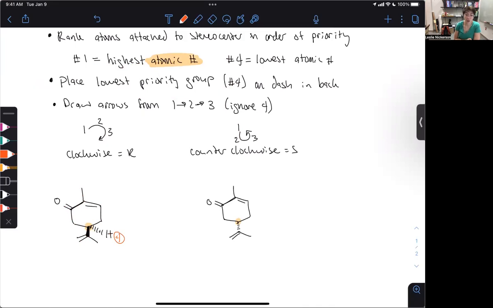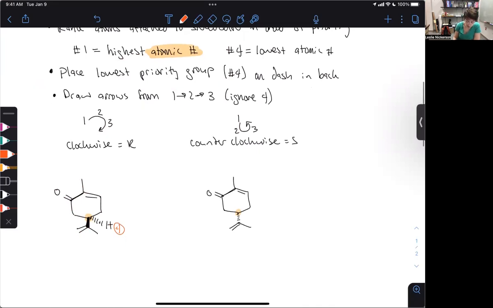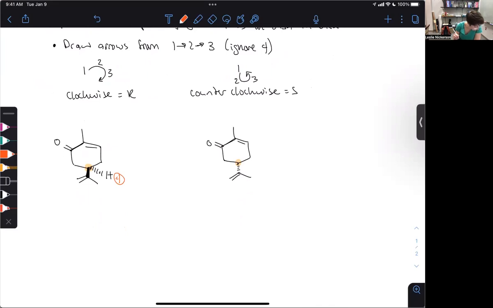Okay, so let's talk about the priority of the other ones. So I'm going to do a little bit of creative highlighting here, and I'm going to label some stuff out. So we're going to go A, B, C.